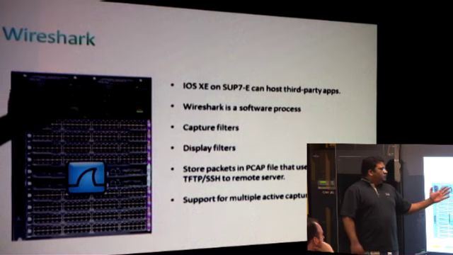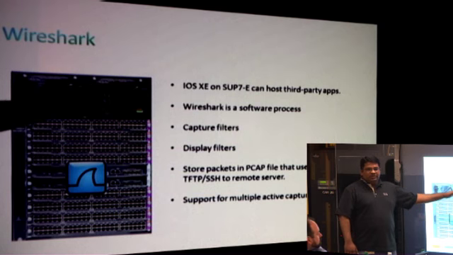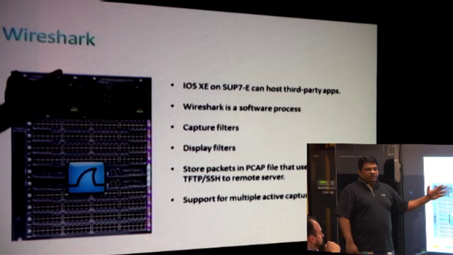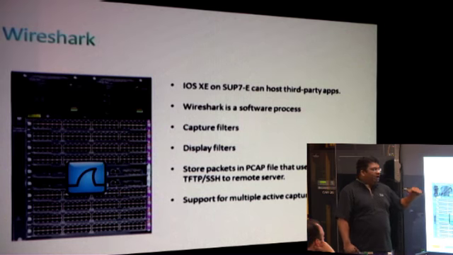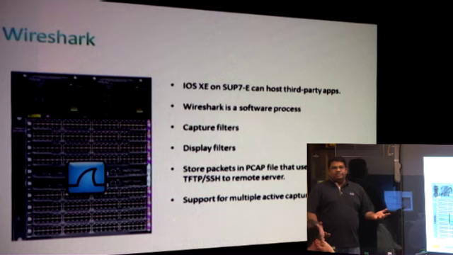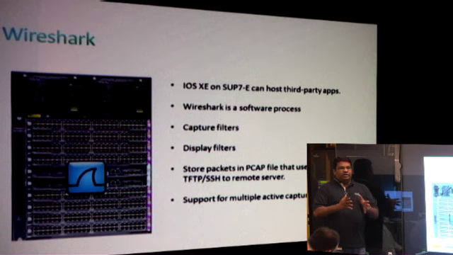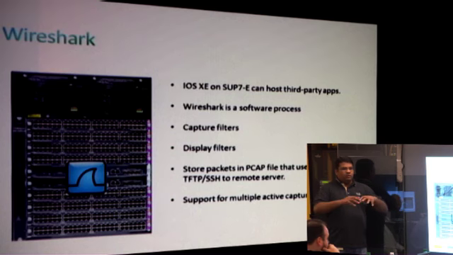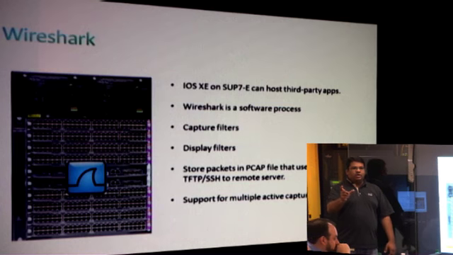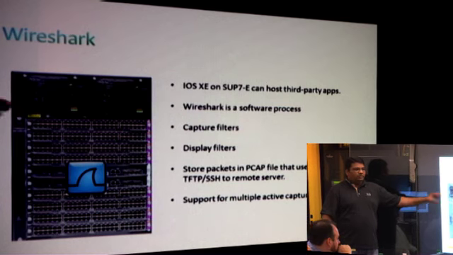So this is something which is new on iOS XE, only on the SUP 7E. We couldn't do it on the predecessor, and when we whiteboard, I'll tell you why. It's a software process, okay? It's not hardware. So we need to be able to tell our customers that we have these filters. We have some core filters, ACLs, class maps that you can use, the standard QoS, as well as the Wireshark filters.